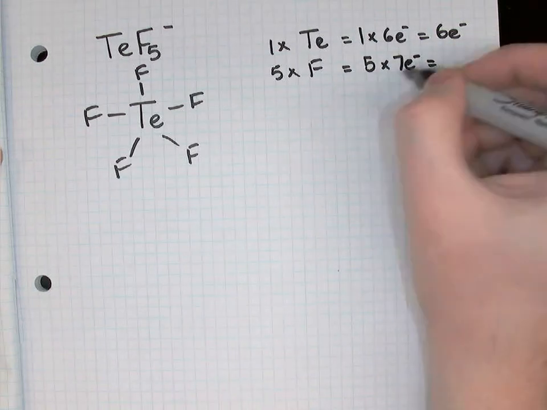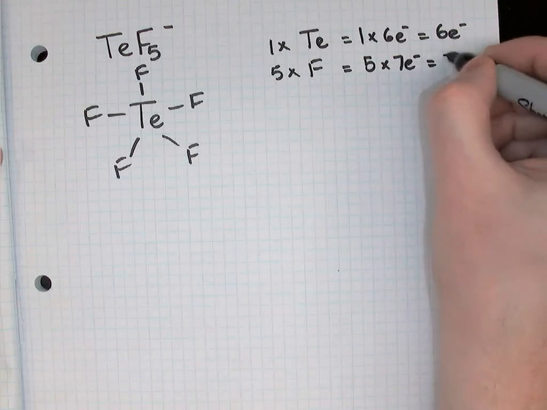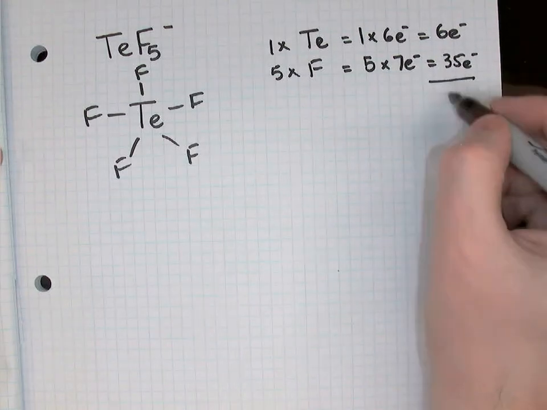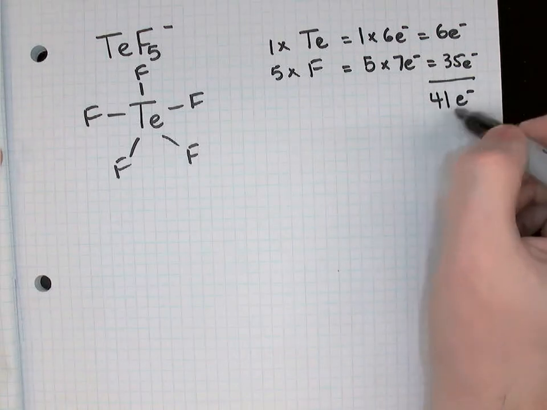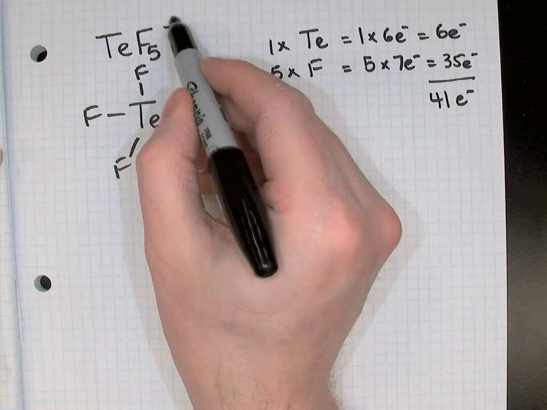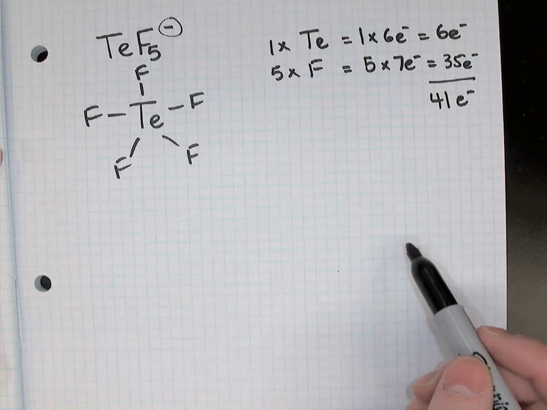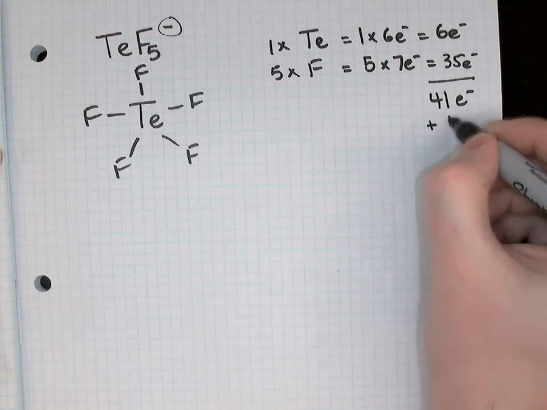Their electron configurations end in s2p5. So we have 35 electrons from the fluorines. If we add that up, that gives us 41 electrons, which is a little different because it's an odd number. But then we noticed the whole thing had a charge of -1. This was TeF5 minus. That minus sign means we get to add 1 more electron.